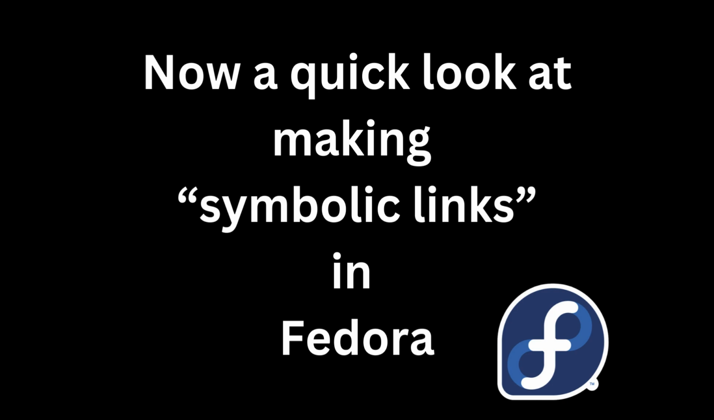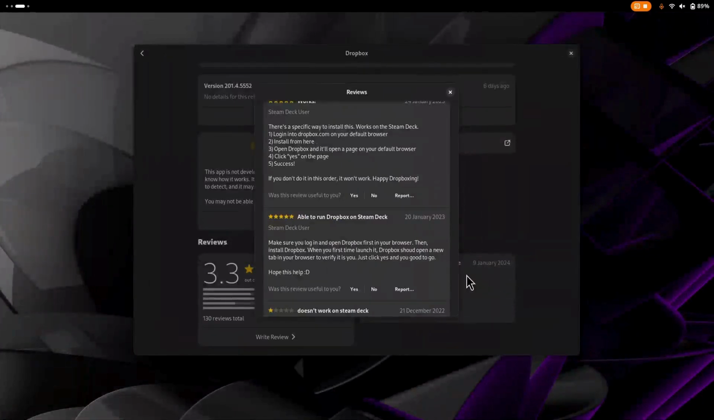Alright, so the only other thing I wanted to do was look at how to make symbolic links in Fedora. These are the instructions I mentioned. I really had a hard time getting Dropbox to log in. You really need to just go into your browser and log into the web version, minimize that, and then launch Dropbox for the first time, and everything goes really smoothly. If you don't do it that way, it fails to log in for some reason on the website, but this worked fine. So just do it this way if you're on Fedora.